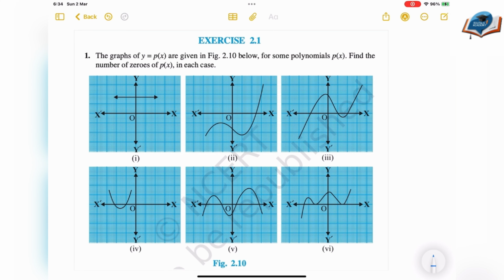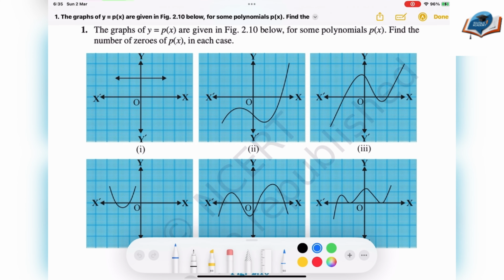It is exercise 2.1. Here he is saying the graphs of y equal to p of x are given in the figure below for some polynomials p of x. So find the number of zeros of p of x in each case. Here I can see clearly in the first figure I don't have any point touching the x-axis. So I can say it has 0 zeros. Then in the second one, if you see, it is touching at one point, this point. So here only one zero is there.